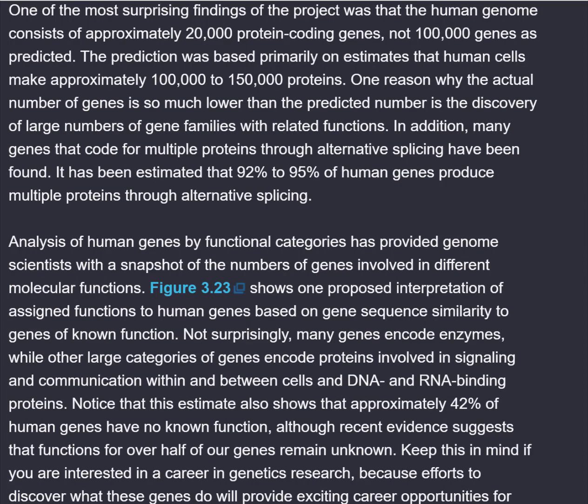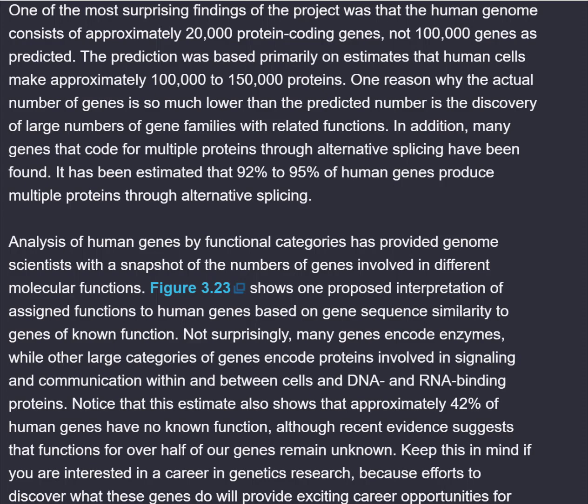One of the most surprising findings of the project was that the human genome consists of approximately 20,000 protein-coding genes, not 100,000 genes as predicted. The prediction was based primarily on estimates that human cells make approximately 100,000 to 150,000 proteins.